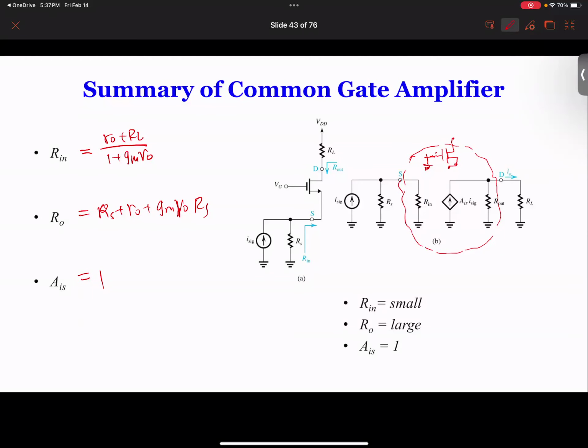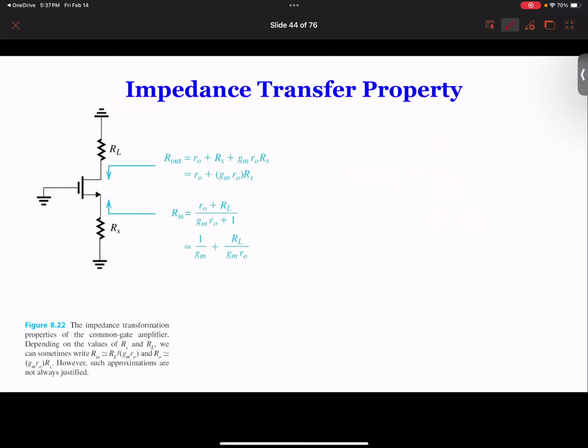So in the book, you will find that they call this common gate amplifier has impedance transfer property. What do you mean impedance transfer? Well, because the gain is 1. So if you have an input and output the same, gain is 1, what are you doing with the circuit?